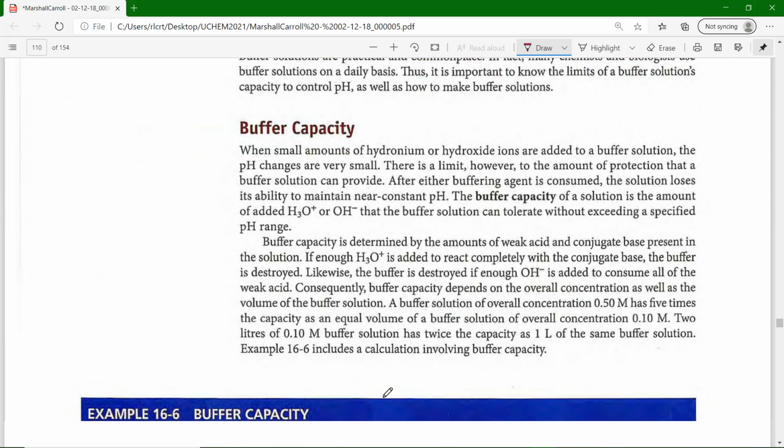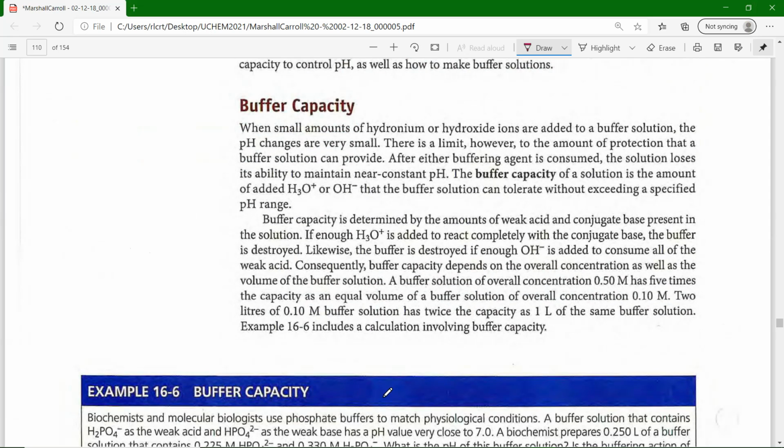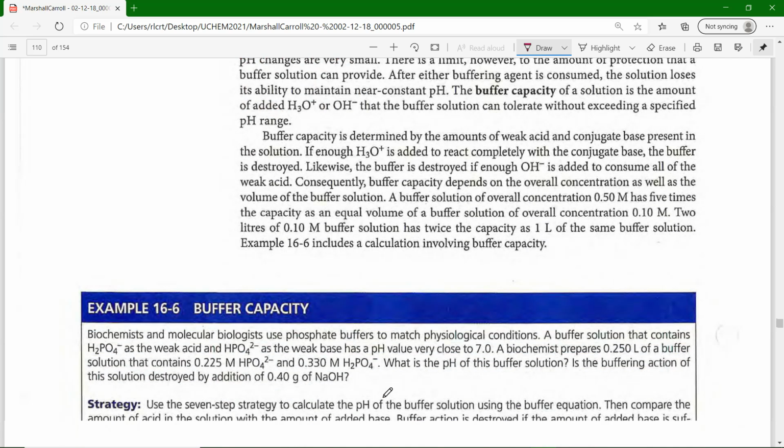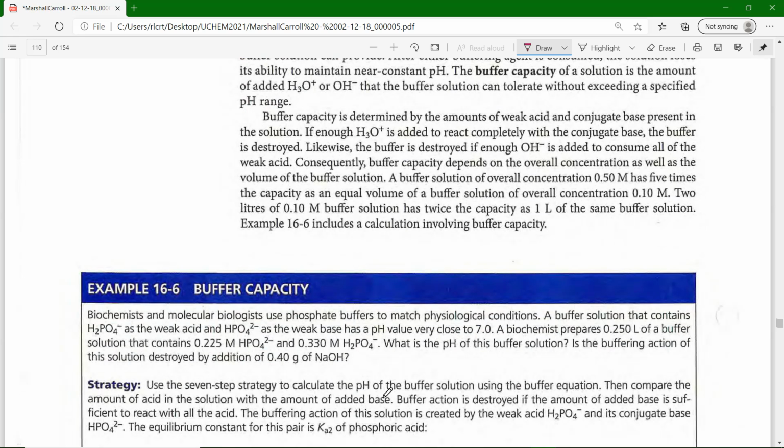Okay, so buffer capacity is the amount of added H3O+ or OH- that the buffer can tolerate without exceeding its specified pH range. If enough H3O+ is added, the buffer is destroyed, right? And you want to keep in that 1 to 10 or 10 to 1 ratio within that sweet spot.